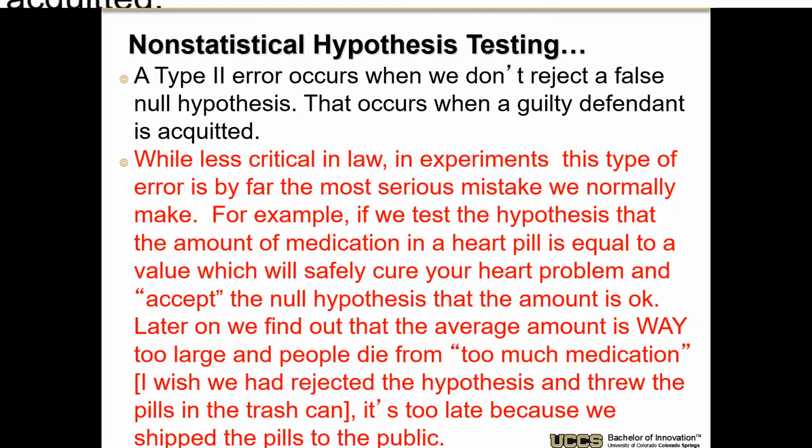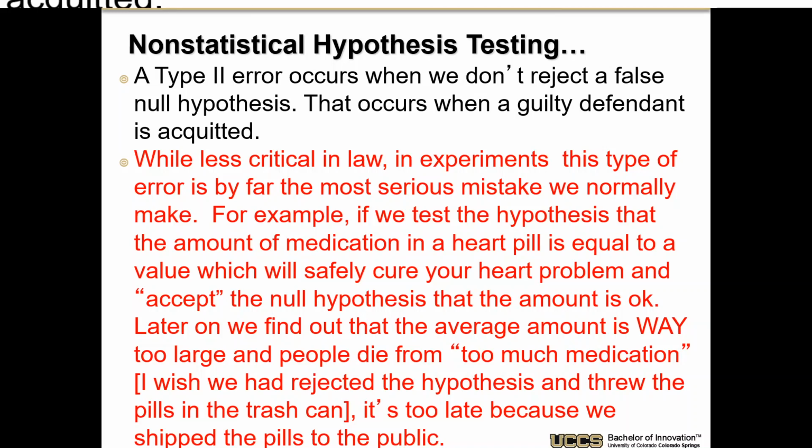So if we test the hypothesis from a medical point of view, it may not be the same. If we test the hypothesis that the amount of medication in a heart pill is equal to the value which will safely cure your heart problem, and accept the null hypothesis, this amount is okay. Later on, we find out this amount of medicine is way too large, and people are dying from too much medication, right? So our null hypothesis was that this was an acceptable amount of medicine. Now, to not reject a false null hypothesis is problematic because people die from it.